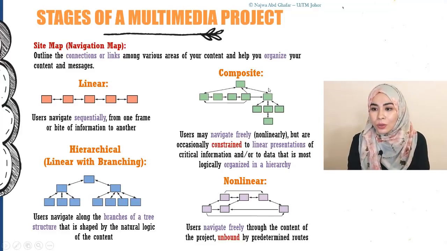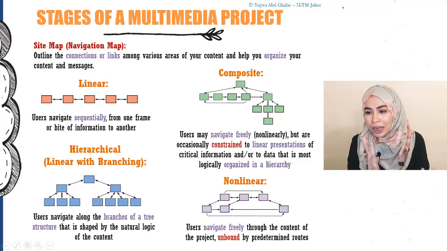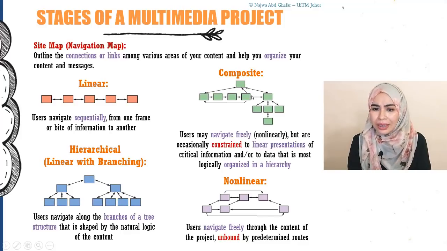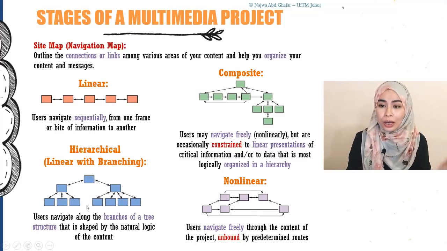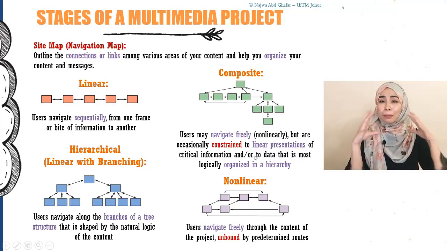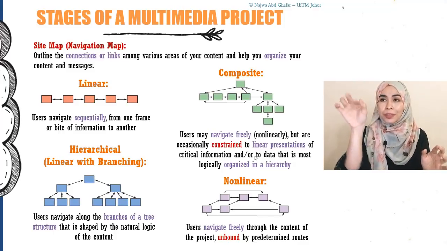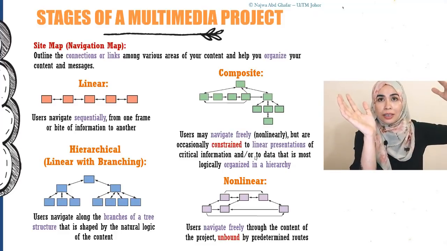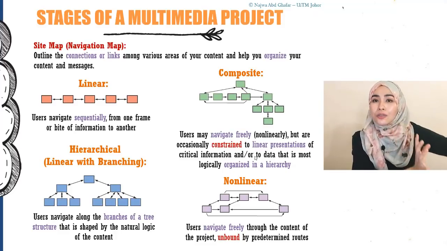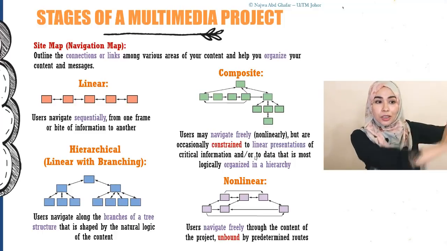All right, then you also have a composite structure whereby the users may navigate freely, but are occasionally constrained to linear presentations of information and or data that is most logically organized in a hierarchy. What it means is that composite is a combination of linear and also hierarchical. Maybe a certain part is like a book. Let's say I have a start button. When I click start, it can lead to this page. Let's say I create an interactive storybook. So this section will be in linear.